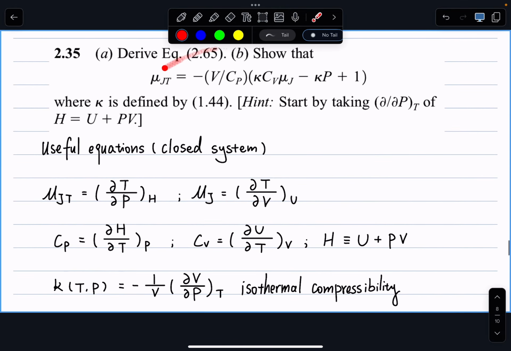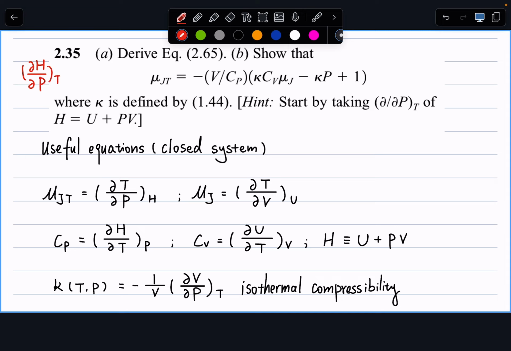So this is a chapter end problem coming from your textbook. The first part is to derive equation 2.65, and I'm going to give you equation 2.65 here, which is the partial derivative of H over P at constant T equals negative Cp μJT. The second part asks you to show the relationship between μJT, your heat capacities, and your Joule coefficient μJ.